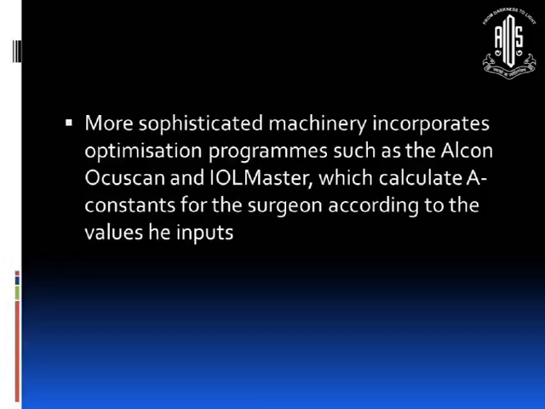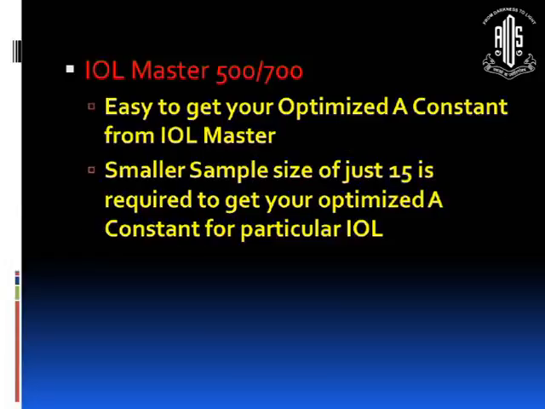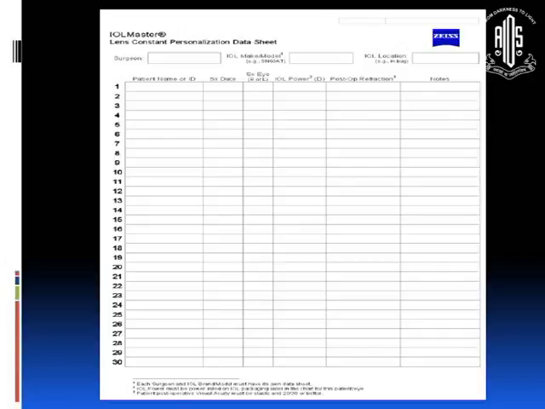More sophisticated machines incorporate optimization programs, such as Alcon's OcuScan and IOL Master or Lenstar, which calculate the A constant for the surgeon according to the values he inputs. In IOL Master, it is easy to optimize the A constant. You need a relatively smaller sample size, just 15 cases are enough. This is how the sheet looks. It is relatively simpler. So I think it's time we all should exercise this and personalize our constant for each IOL.